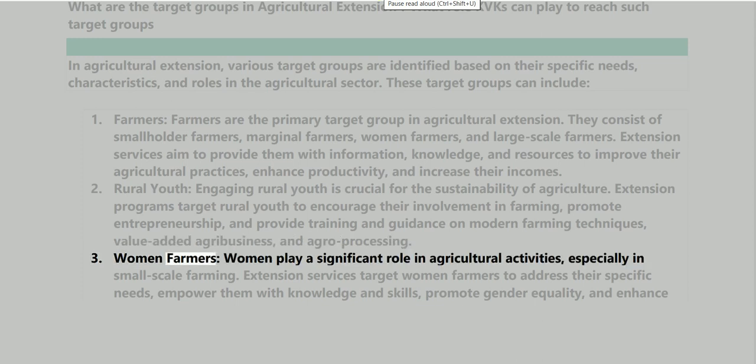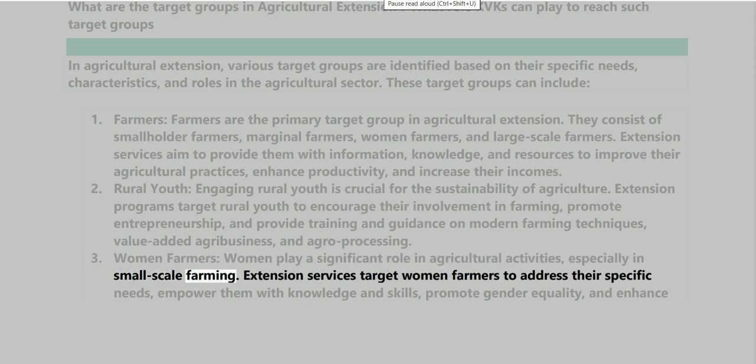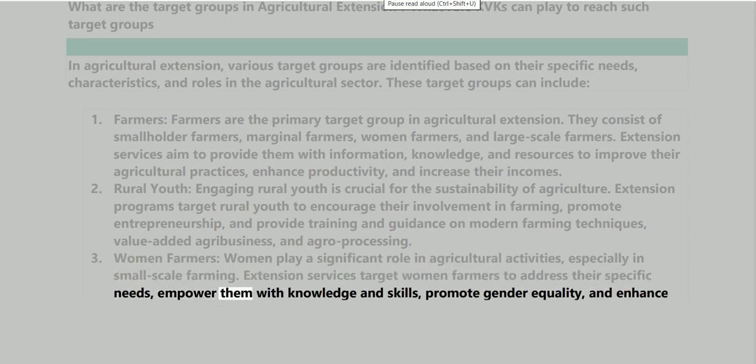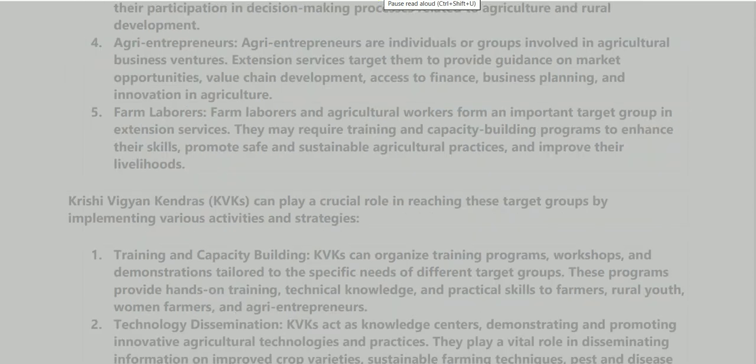3. Women farmers. Women play a significant role in agricultural activities, especially in small-scale farming. Extension services target women farmers to address their specific needs, empower them with knowledge and skills, promote gender equality, and enhance their participation in decision-making processes related to agriculture and rural development. 4. Agri-entrepreneurs. Agri-entrepreneurs are individuals or groups involved in agricultural business ventures. Extension services target them to provide guidance on market opportunities, value chain development, access to finance, business planning, and innovation in agriculture.